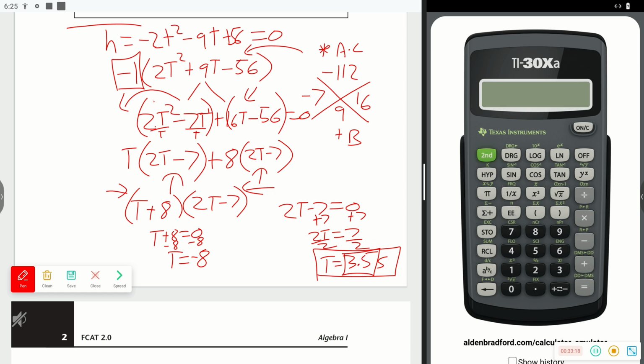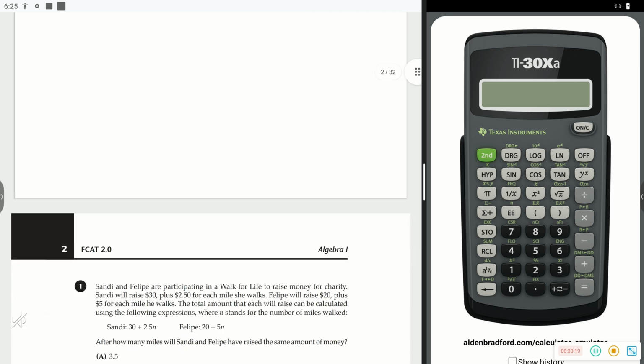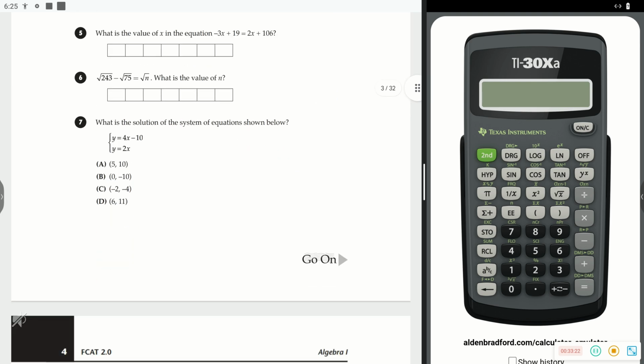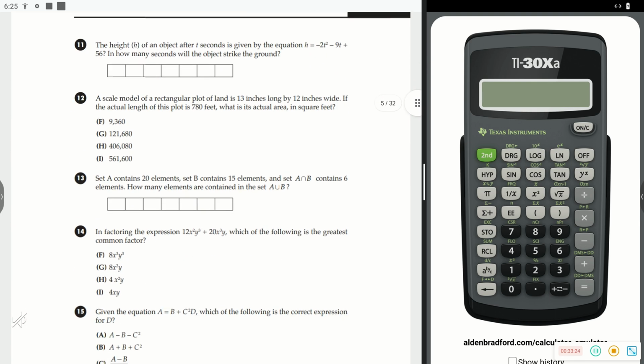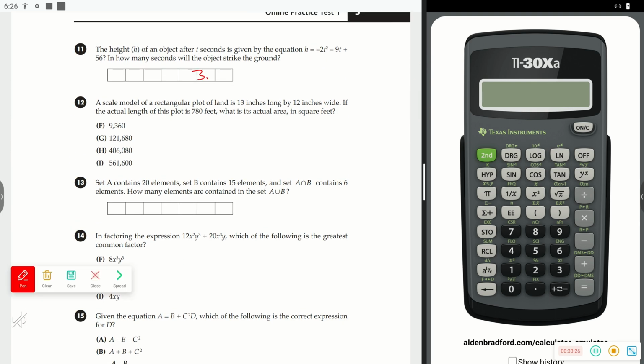So if we scroll down, we're just going to enter 3.5 into the box for number 11. So this is just going to be 3.5. And then we're done. If they ask for units, you could put seconds, but most of the time they're not going to want the units and they're not going to want the variable, just so it's easier whenever you enter it in.